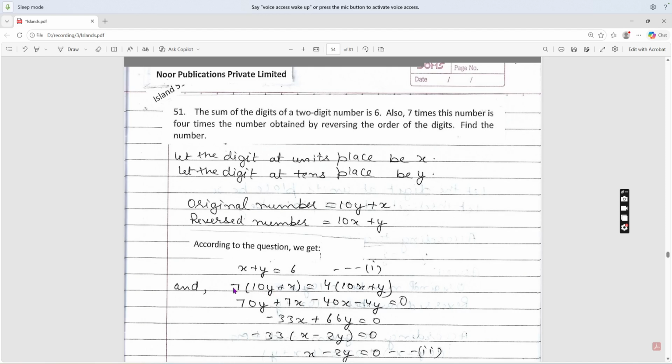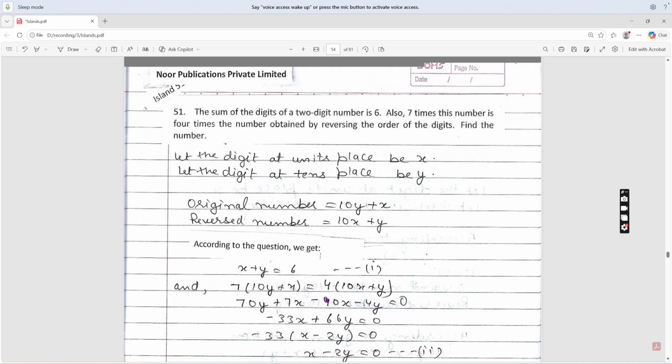10y plus x. So its 7 times would be 7 into (10y plus x) is equal to 4 times the number obtained by reversing the order of the digits. So it means 4 times the new number, 4 times the reverse number, that is equal to 10x plus y. Now what we have to do? We just have to open the brackets and take every variable on the LHS.